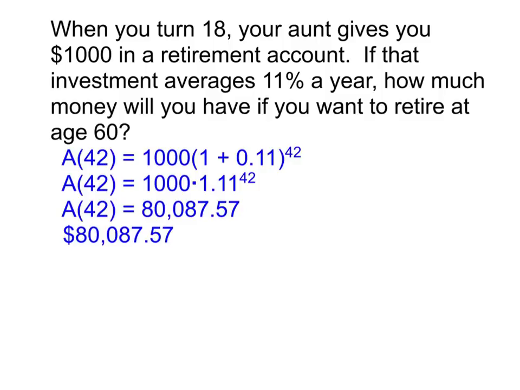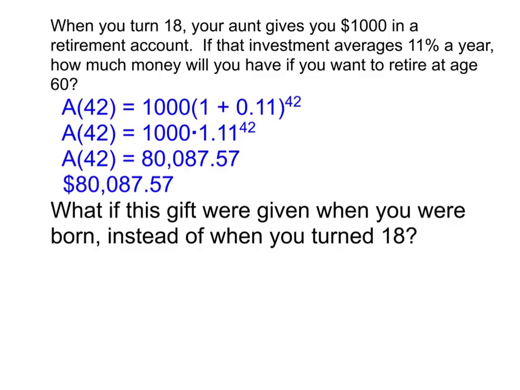Now, this, of course, is a very kind aunt, and really based on the rules and regulations about retirement accounts, this is probably about as early as a person could give you a gift that goes into a retirement account. But let's play around with this a little bit. What if we were able to give such a gift when the person was born instead? So you change the 42 to 60. We get $1,000 when we're born. We still want to retire when we're 60 years old. What is that going to do?